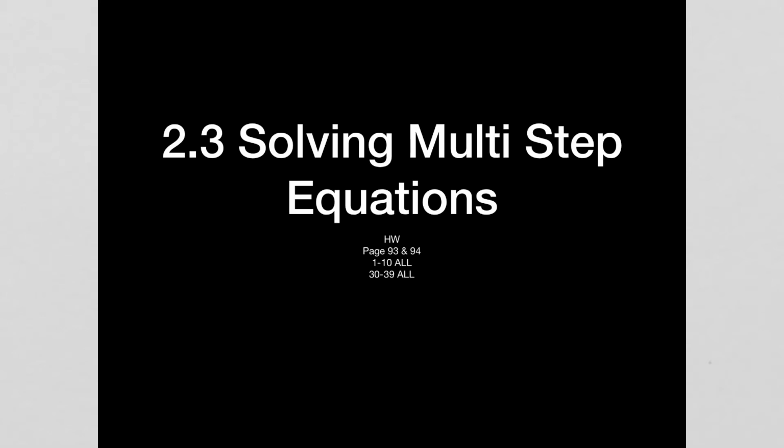Alright, so 2.3 is solving multi-step equations. All we're going to be doing is what we did yesterday, except instead of taking one step, you have to do two steps. It's not that hard. Instead of doing one thing, we're going to do two things. Just one extra step. Alright?